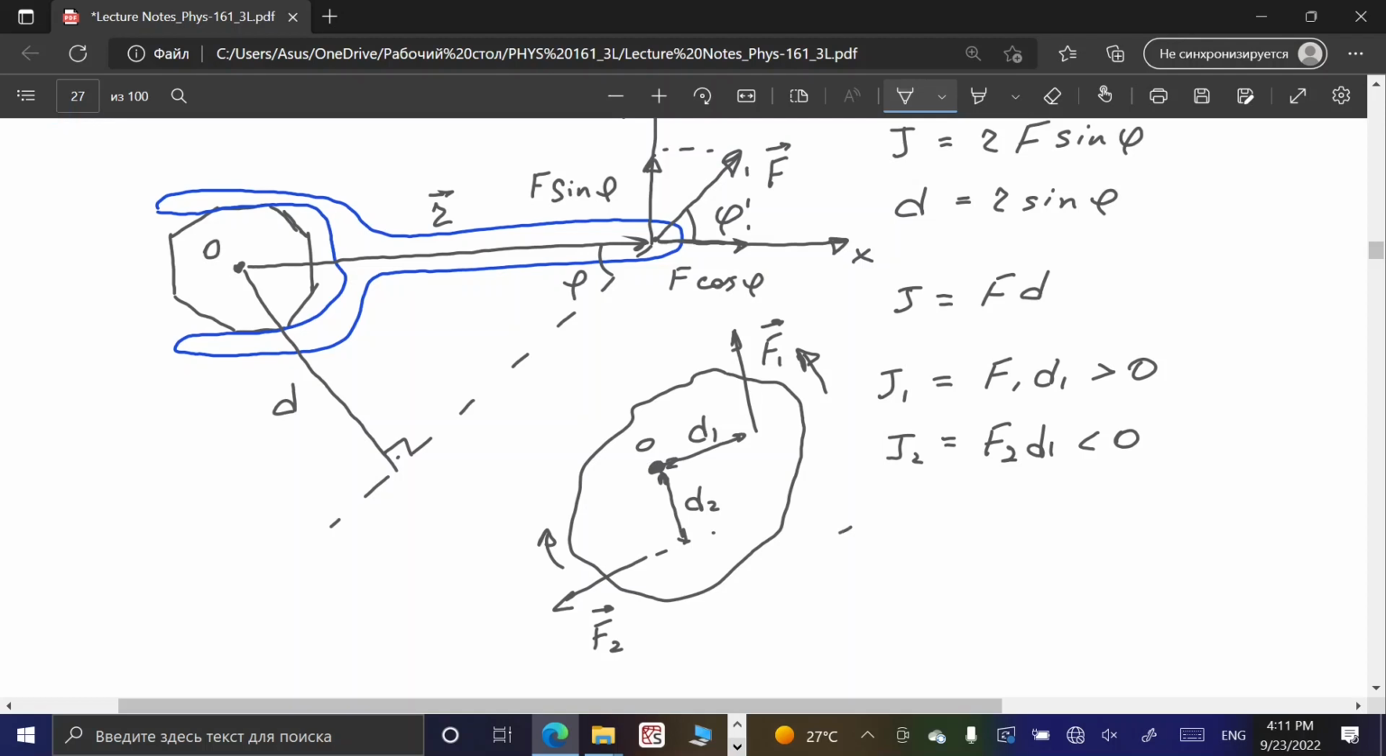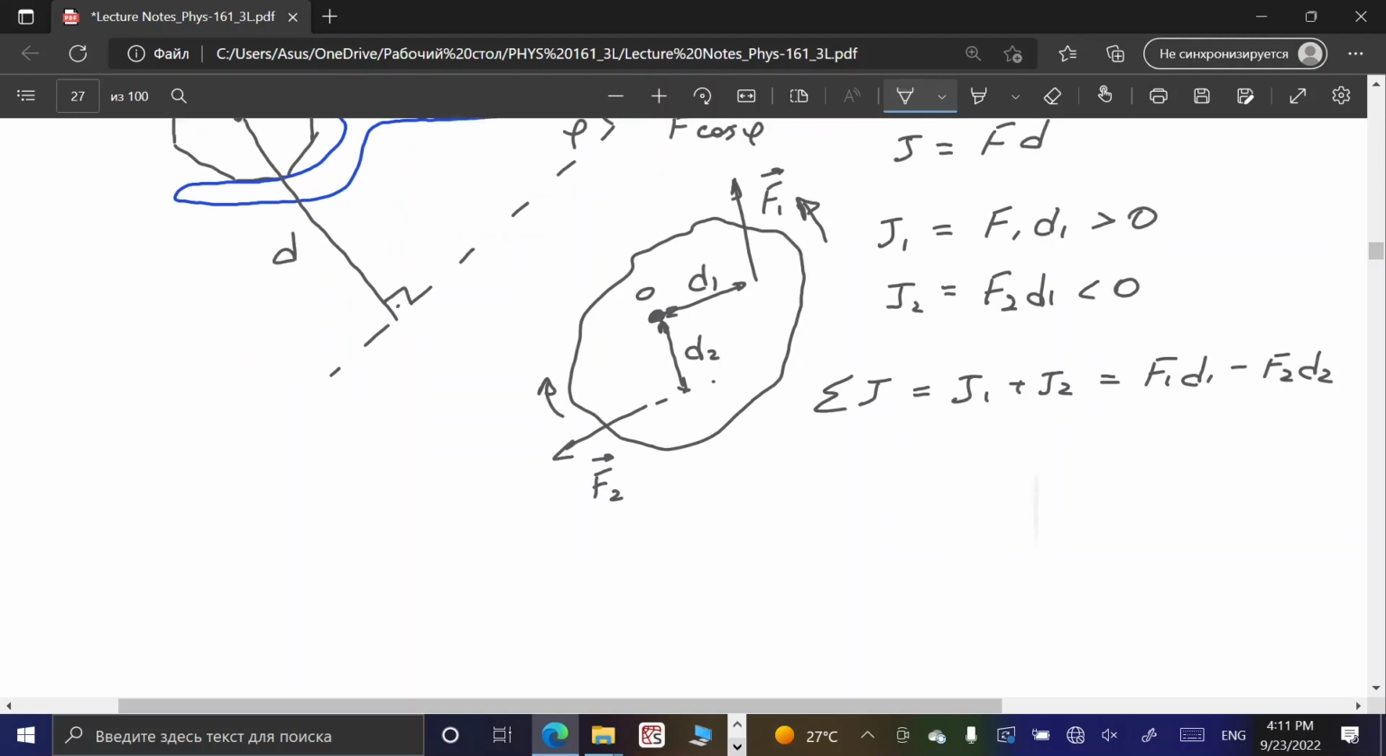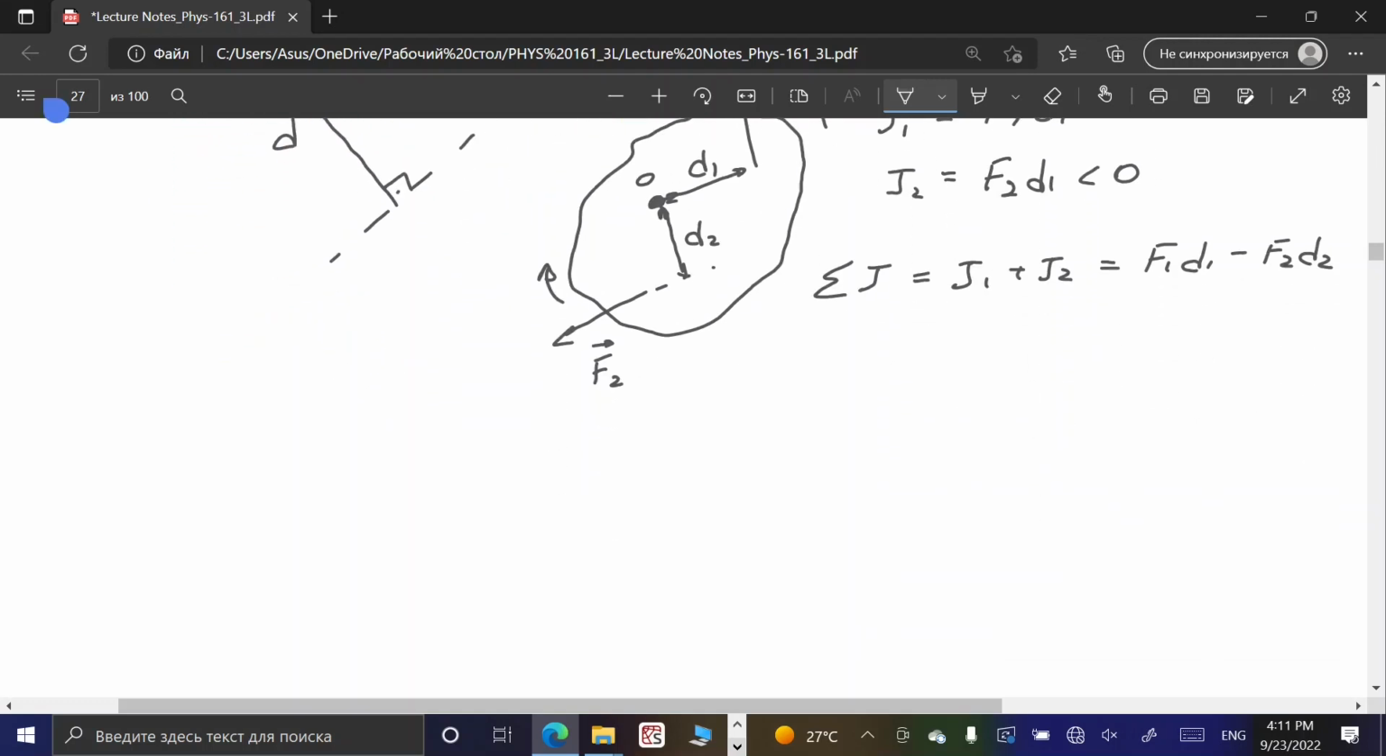And obviously, when we deal with the net torque, that will be torque 1 plus torque 2. It will be F1 times d1 minus F2 times d2. Okay.